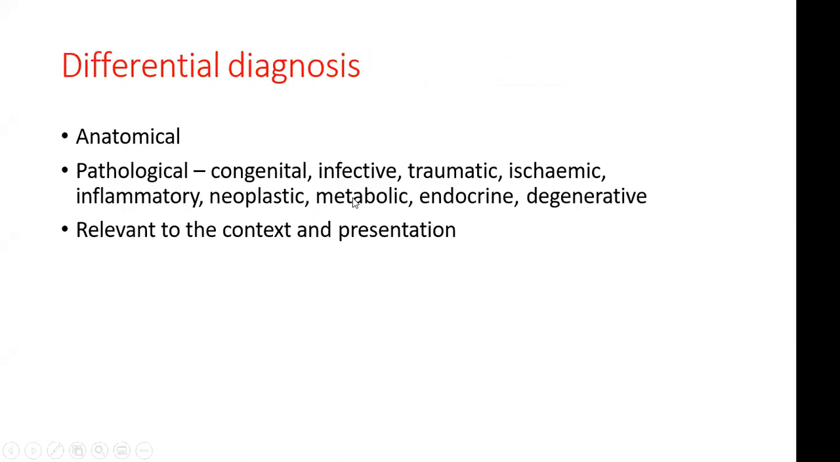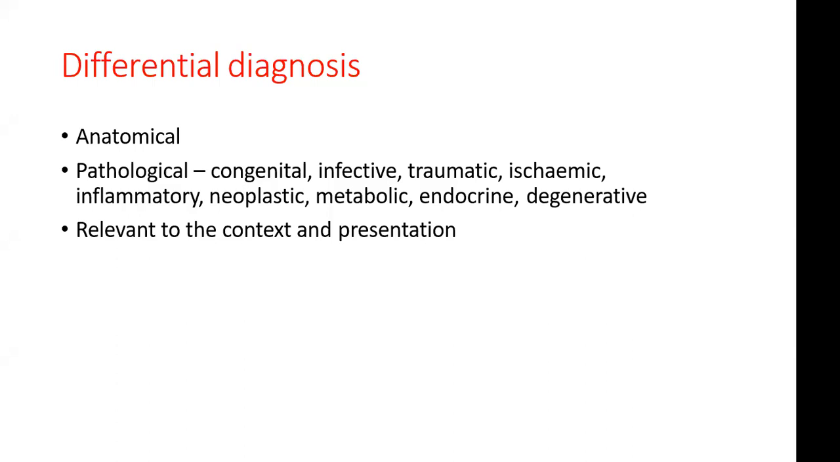And differential diagnosis can be thought of in several ways. Anatomically, for example, shortness of breath could be cardiovascular, respiratory, hematological, renal. So that's an example of an anatomical differential diagnosis. Or it could be a pathological differential diagnosis. Could it be a congenital problem, infective problem, ischemic, inflammatory, and the list goes on, neoplastic, endocrine, degenerative.